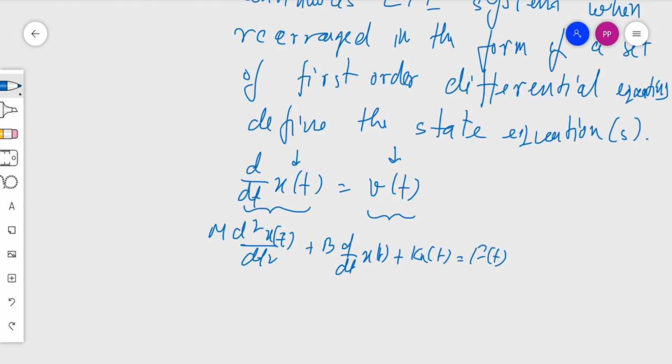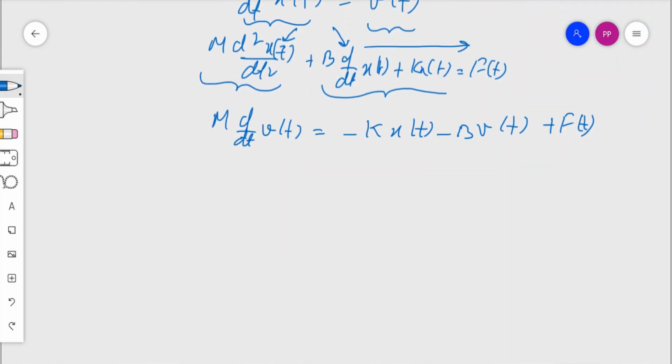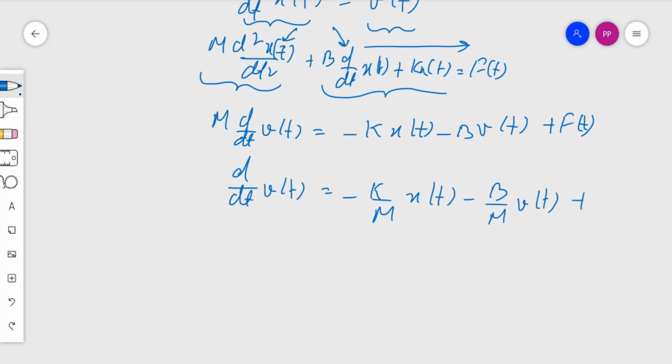We had written it. So we take this term, keep it on the left, and the rest of the terms should be on the right. Then we replace the dx by dt term by v(t). So then it becomes m d by dt of v(t) equals minus k x(t) minus b, again the dx by dt term will go to the right side, so it becomes b v(t), and f(t) is already there. So dividing both sides by m, we have d by dt of v(t) equals minus k by m of x(t) minus b by m of v(t) plus 1 by m of f(t).